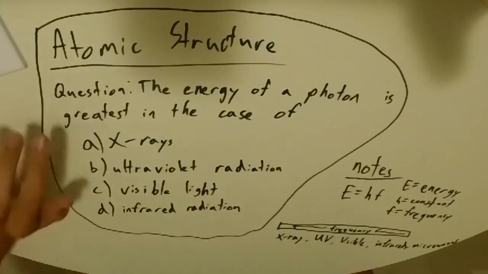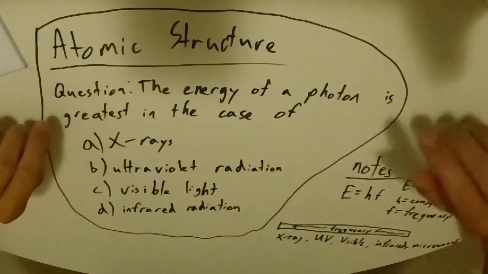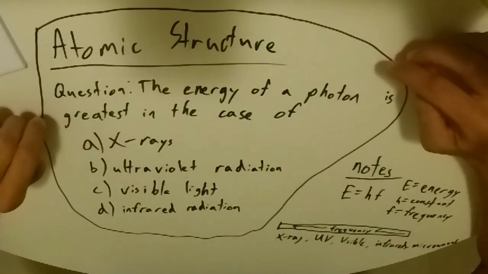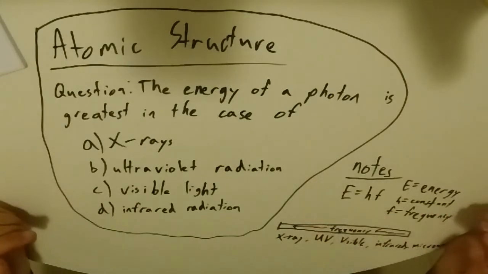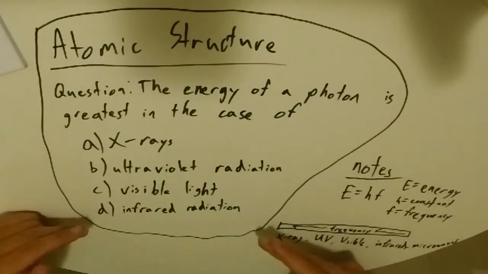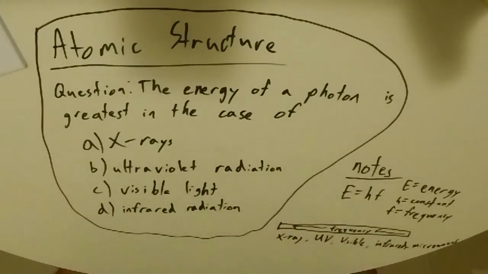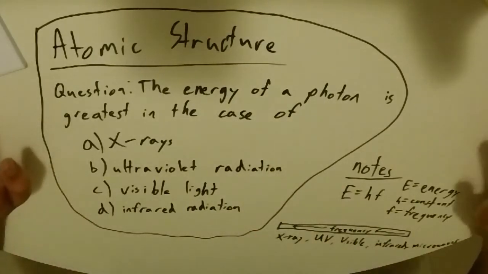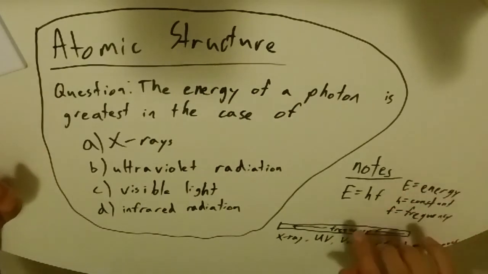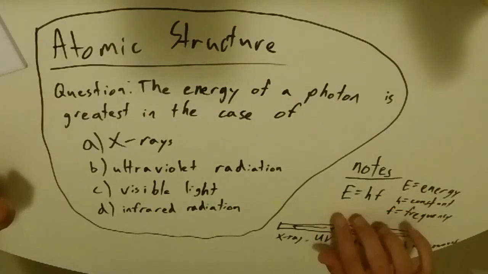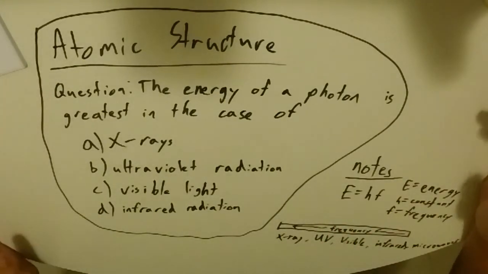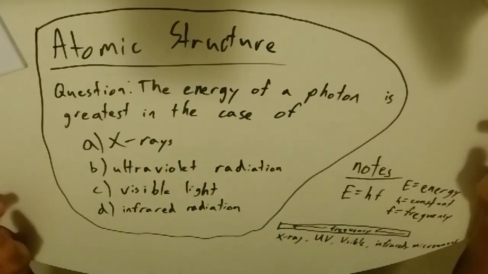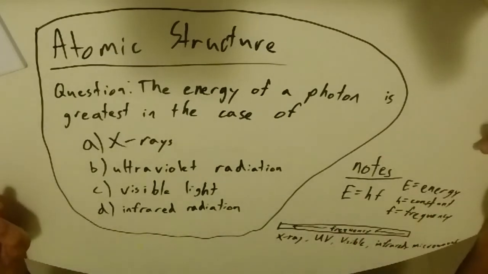This is from the section labeled atomic structure. Okay, so the question is, the energy of a photon is greatest in the case of A, X-rays, B, ultraviolet radiation, C, visible light, and D, infrared radiation. So there's a few things to know here. First off, it's helpful to know the equation E equals hf, which is just the direct proportion of energy with relation to frequency. As energy increases, frequency increases, or vice versa.